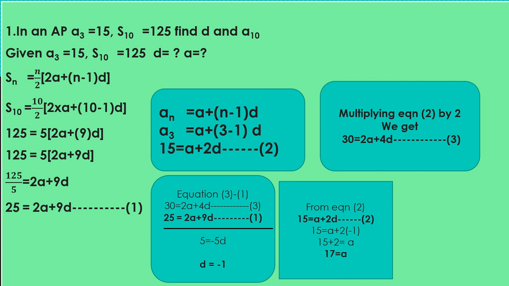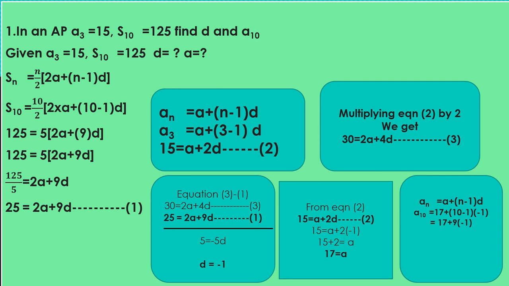Now what we have to find here? The 10th term, a10. You already know the an formula, otherwise you can write directly a10 equal a plus 9d. So an equal a plus n minus 1 into d. a10 equal first term 17 plus 10 minus 1, and the common difference is minus 1. You will get 17 plus 9 into minus 1, 17 minus 9. So the 10th term is 8.